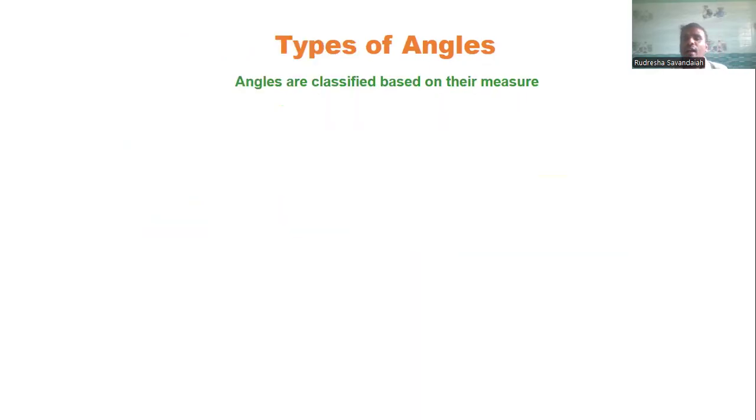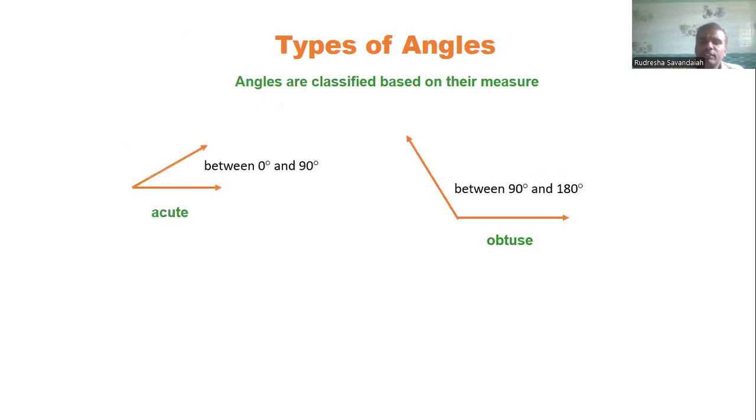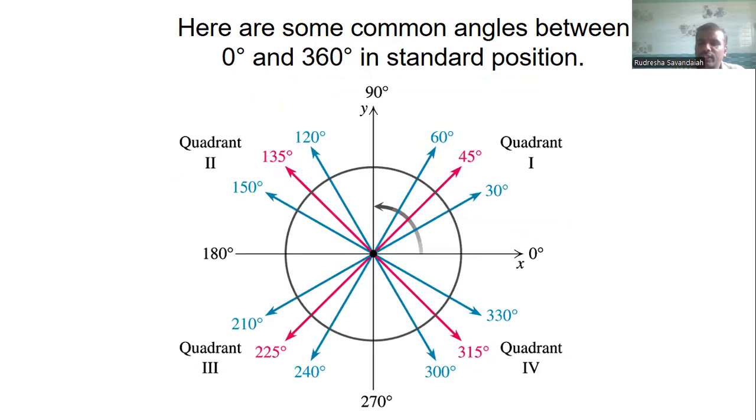Types of angles are classified based on their measure. Between 0 to 90 degrees is acute, and between 90 to 180 degrees, there are 90 degrees and 180 degrees. See here, here are some common angles between 0 to 360 degrees in standard position. First you start from here at 0, 0 to 90, 90 to 180, 180 to 270, 270 to 0 degrees.